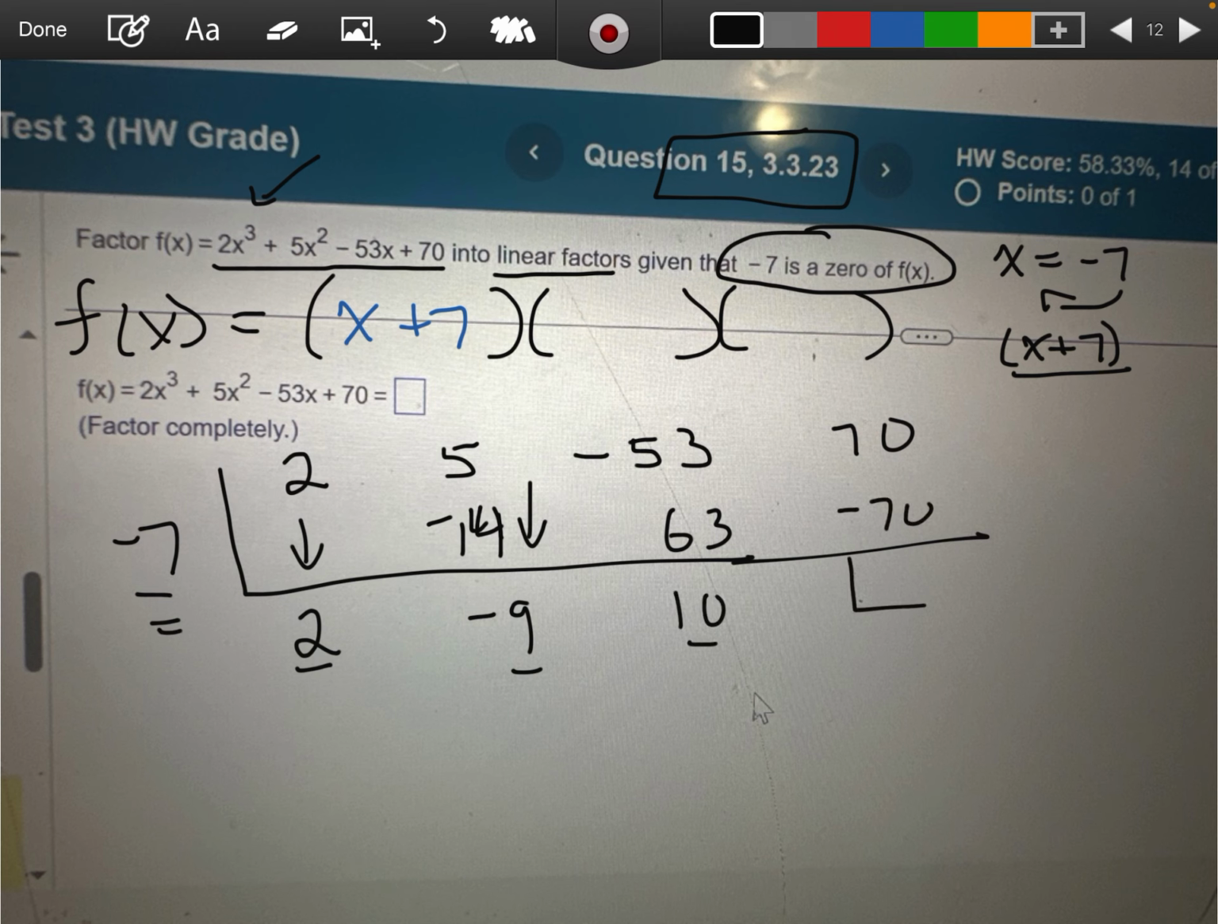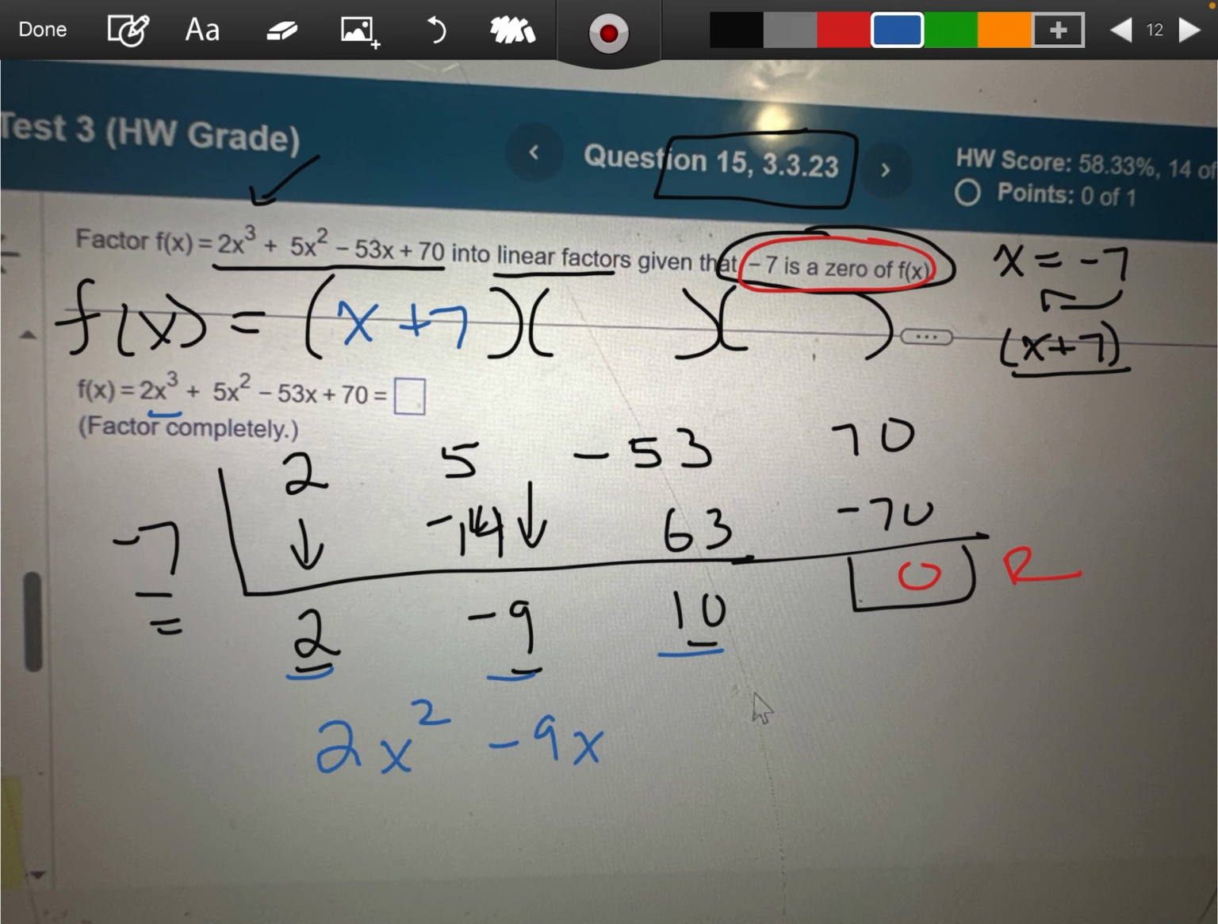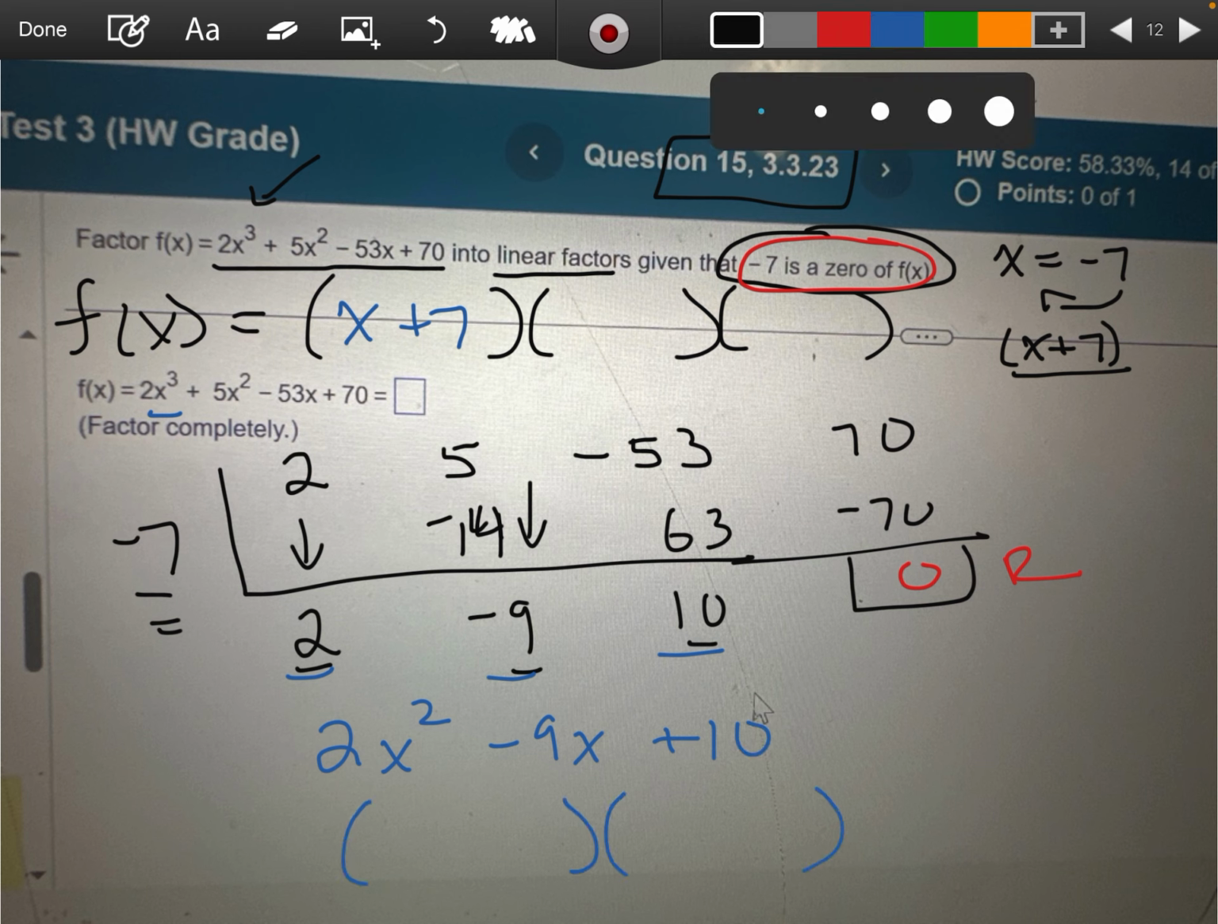That is -70. Guess what our remainder is, y'all? R for remainder. We got a remainder of 0. That's what's supposed to happen because -7 is a 0, right? Okay, let's write this polynomial out. Remember, we used to have an x to the third. Now we got a 2x squared, a -9x, and a positive 10. So we're going to factor this guy here, okay?